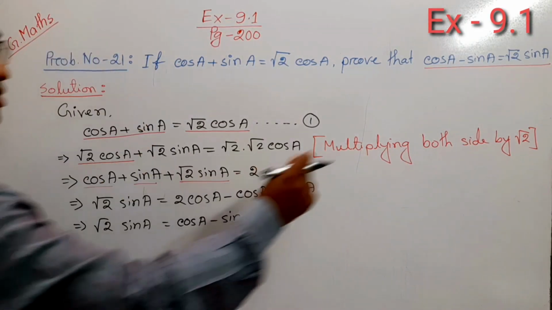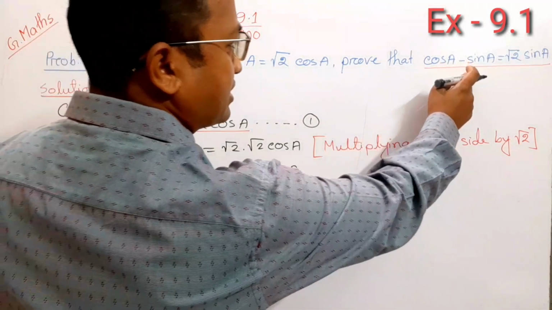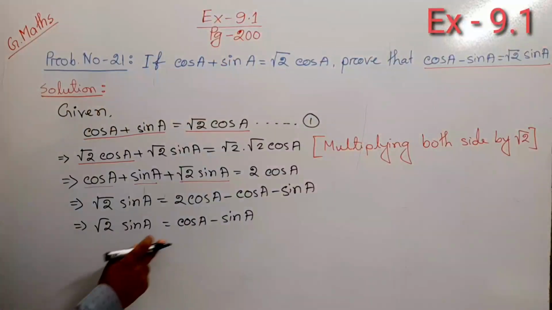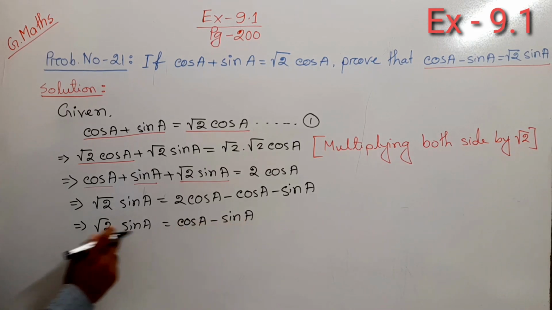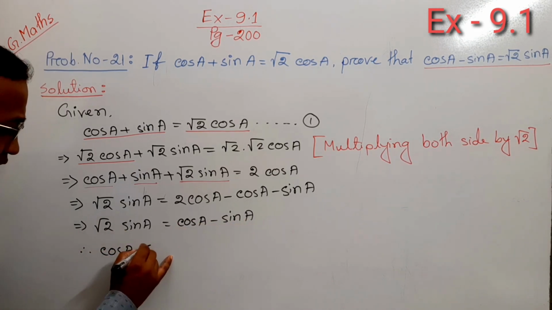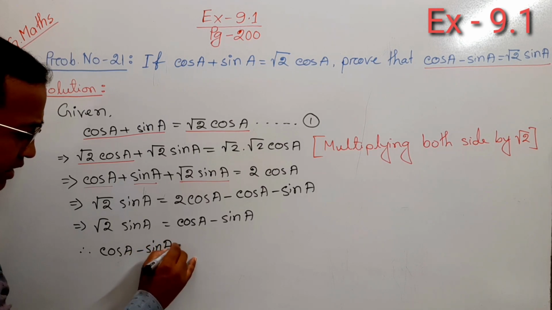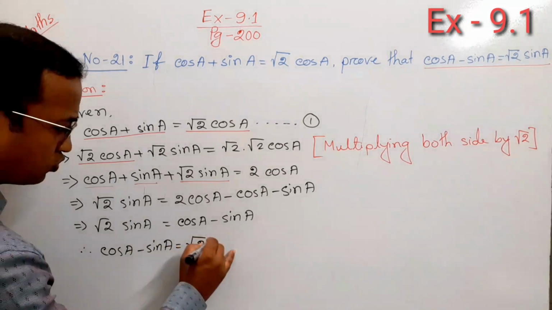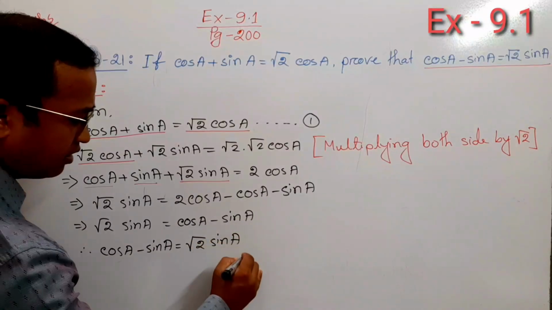Look at the question again. Cos A minus sin A equal to root 2 sin A. Just arrange it. Cos A minus sin A equal to root 2 sin A.